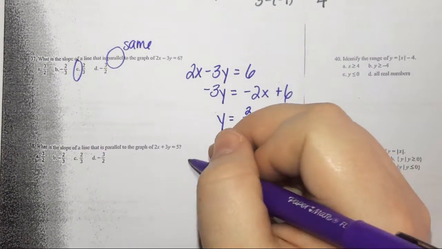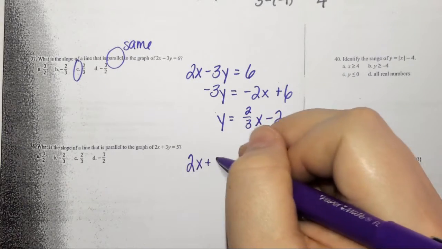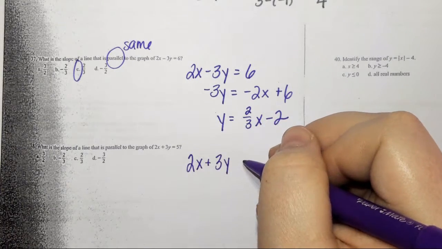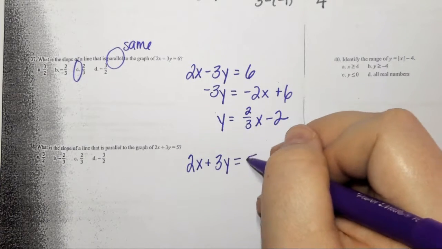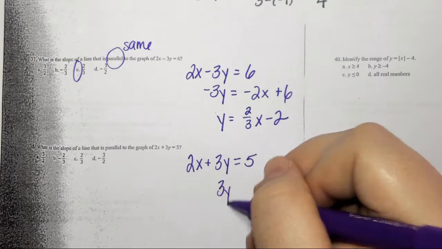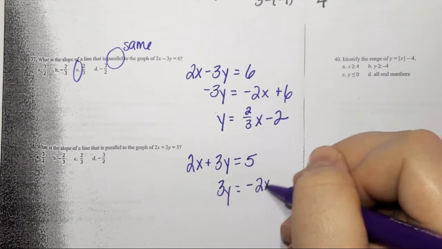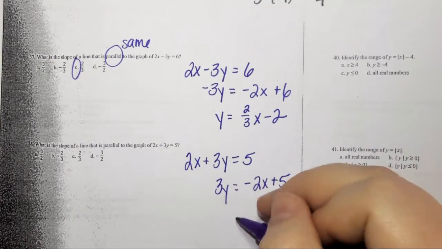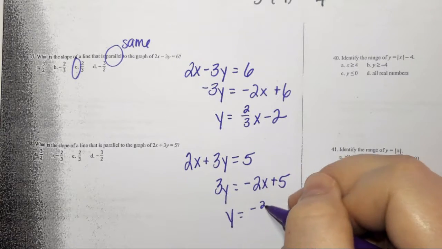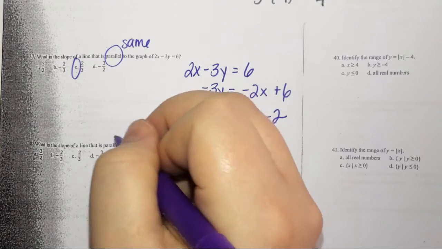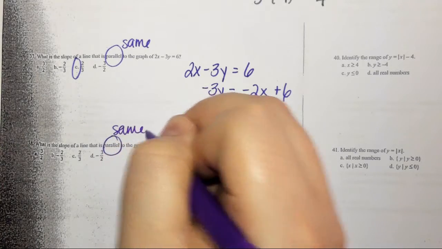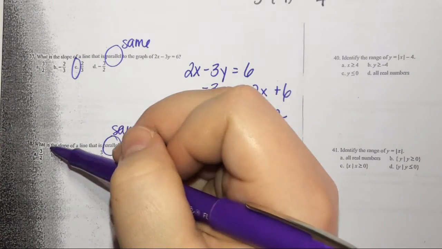38. Again, we're wanting to know parallel. Say it again. Yes, you can have a point. So I would move the x's over. I would divide by 3 and get negative 2/3 x plus 5/3. And so, again, parallel, they have the same slope. So it is B.